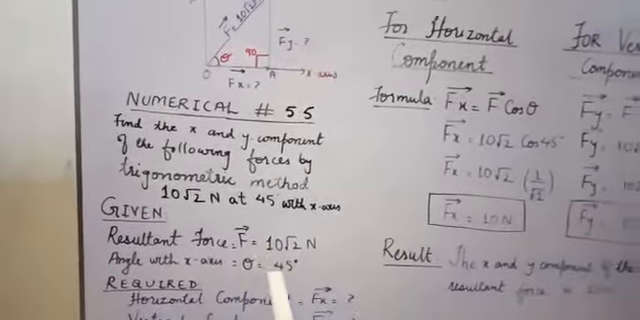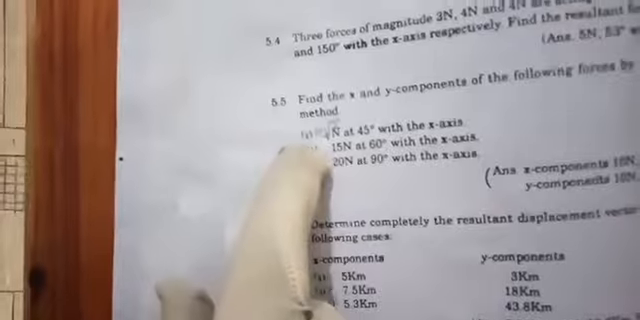In the book, you will find that this 10 under 2 Newton is missing. See, it's missing here. So you have to write it by yourself. It's a printing mistake in some of the books, and in some books it's written.